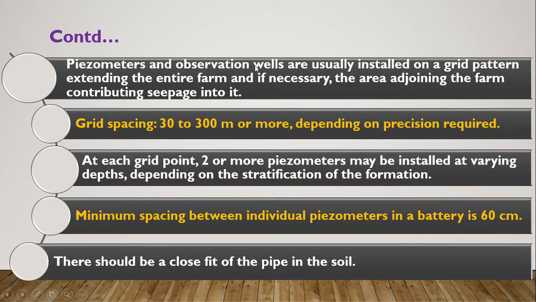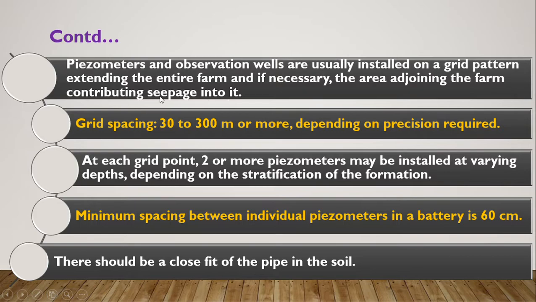Normally the piezometers and observation wells are installed in a grid pattern. A number of piezometers and observation wells should be placed in a field for finding the correct or accurate value of groundwater table or hydrostatic pressure. So we will place them at equal distances in a grid pattern, extending over the entire farm, or if necessary, the area adjoining the farm contributing seepage into it. In all that area, we will place the piezometers in a grid pattern.